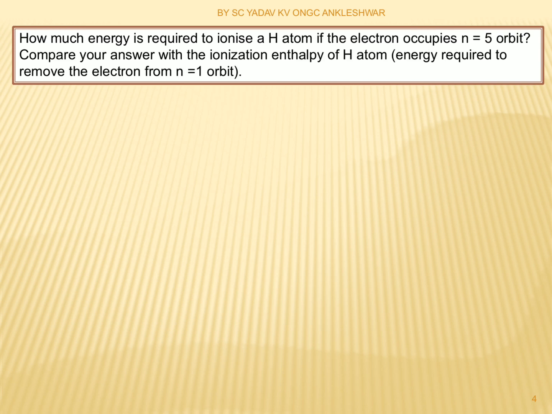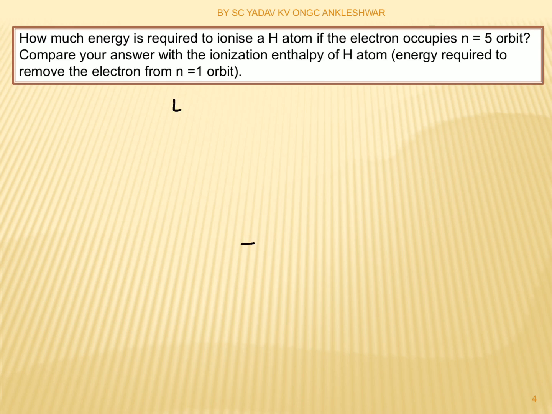My dear students, here what is given? Already the electron is present in the fifth orbit. Now when you are removing an electron from the fifth orbit, it means the final orbit will be infinity. You know that since the electron is present in the fifth orbit, its energy will be less than at infinity. At infinity, the energy of the electron will be 0. So now in order to calculate how much energy is required, it means the difference of energy between infinity and the energy of the fifth orbit. So how will you solve this numerical?